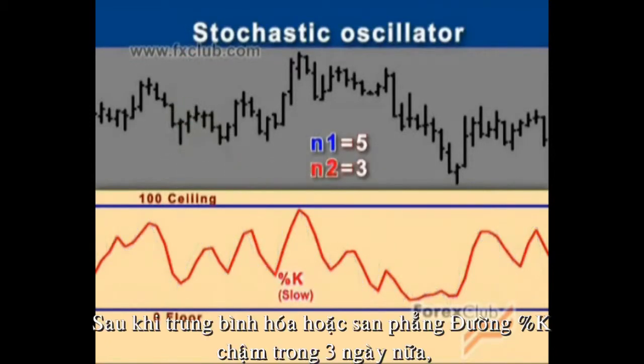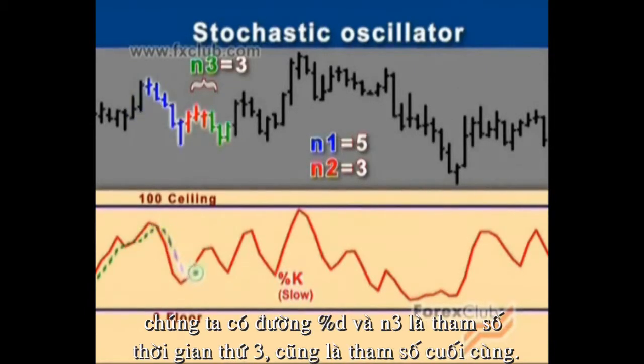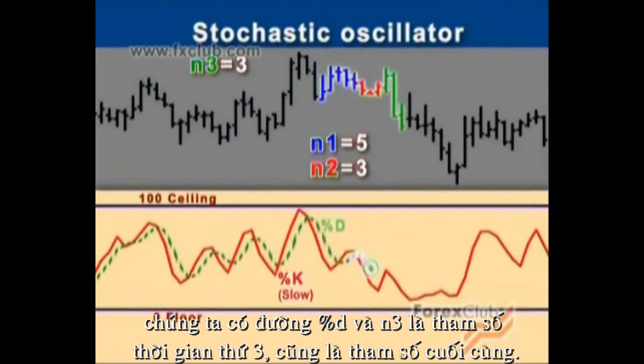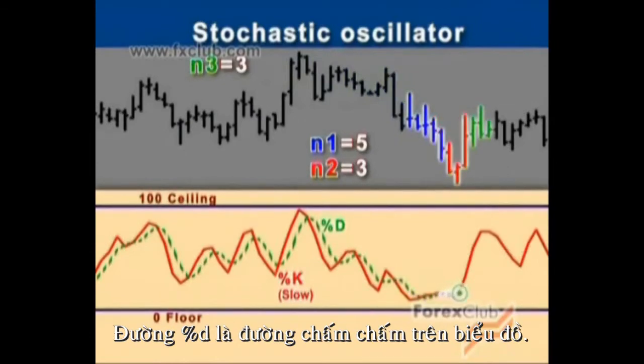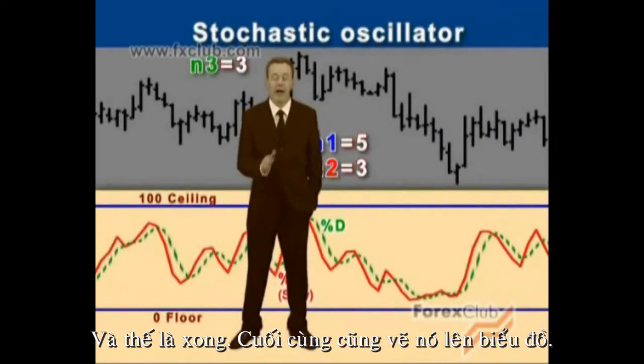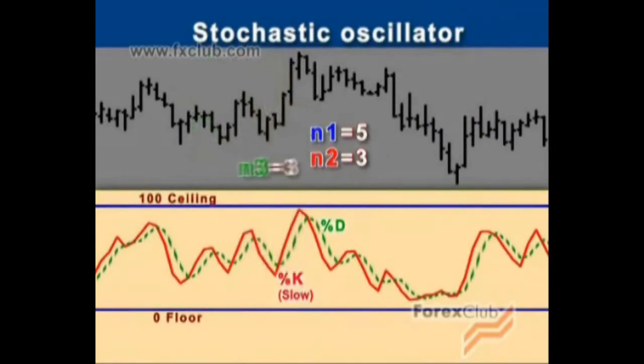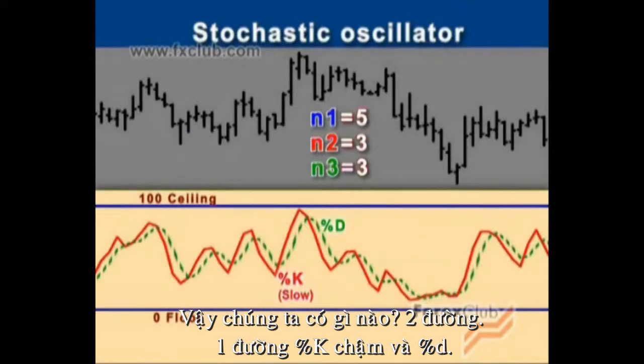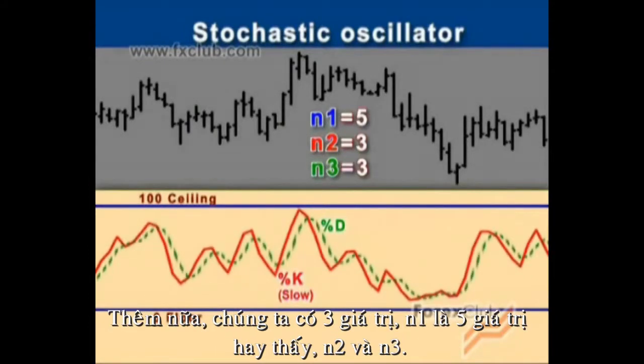And after averaging or smoothing the new percentage K line for 3 more days, we get a percentage D line, and the third and last time period, N3. We'll chart percentage D as a dotted line on the chart. And that's it. Plotted it at last. So what have we got? 2 lines, a slow percentage K and percentage D.